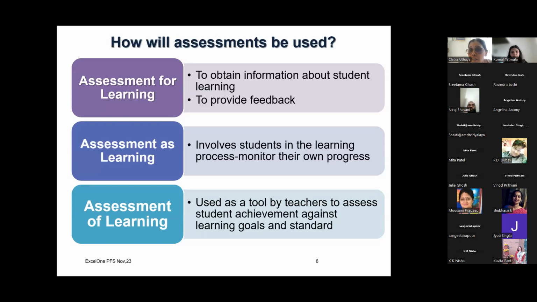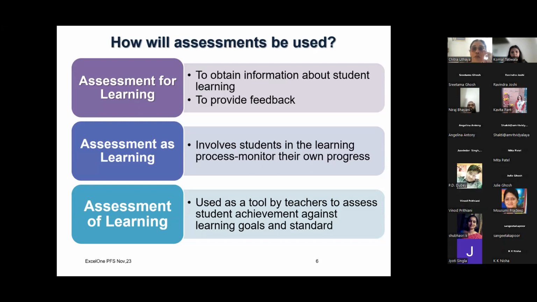One is for learning. That is what we usually do to get information about how students are learning, to provide feedback, to improve upon our instruction practices. That is assessment for learning. Assessment as learning also involves students where they monitor their own progress. And assessment of learning is a tool that can be used by teachers to assess how their students have performed against certain learning goals and standards. So these are the three areas that the national education policy stresses upon.